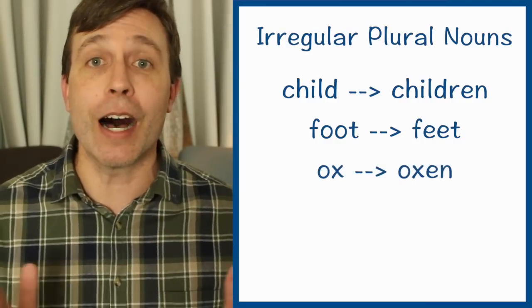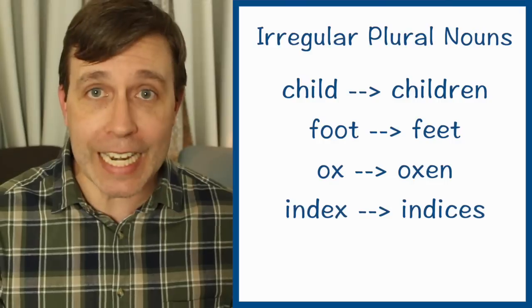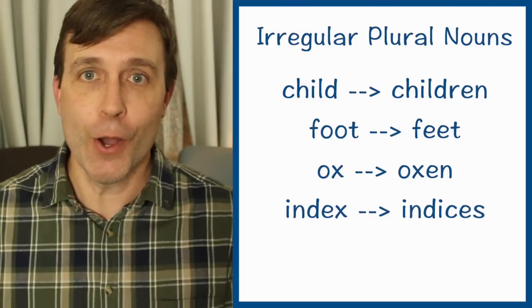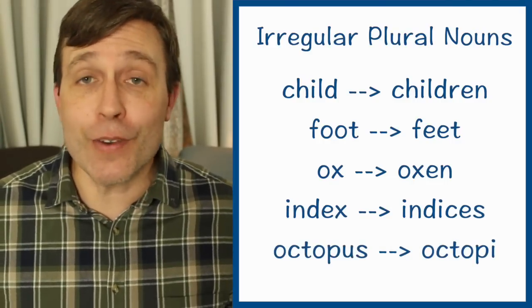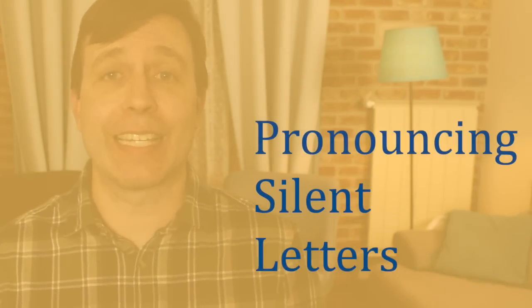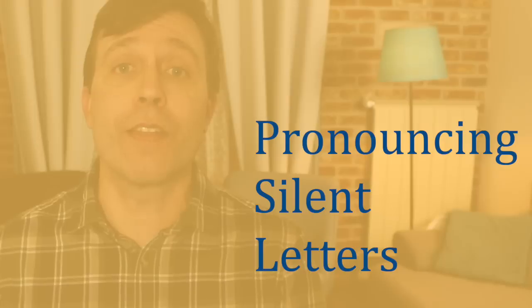For example, ox, the plural is oxen, or the plural of index is indices, or octopus is octopi, because you never know, maybe you're out swimming in the ocean and you are surrounded by some octopi. It could happen. And now let's talk about pronouncing silent letters, because in English there are many words that have silent letters, like this one, knee.